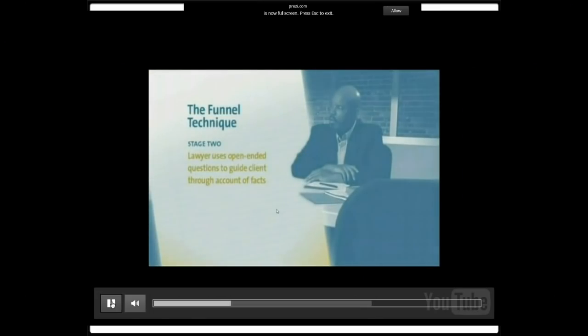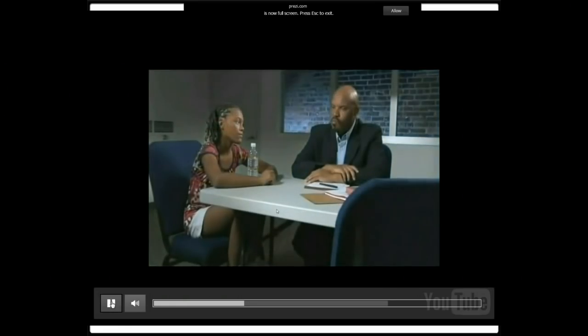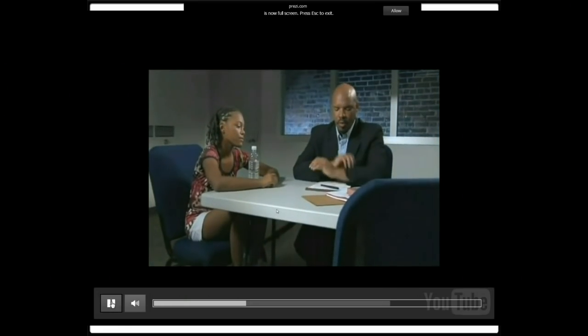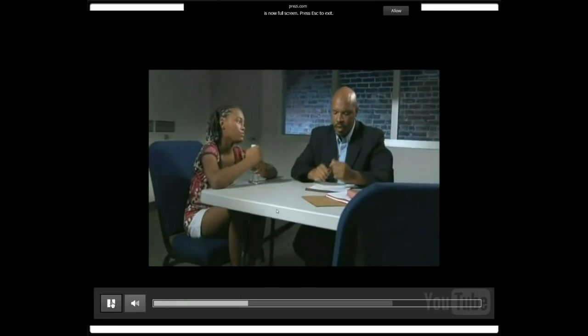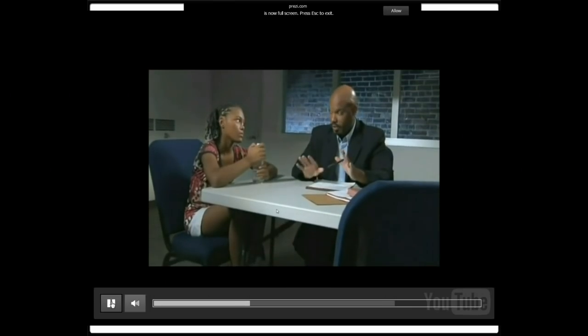Stage 2 of the funnel technique is your chance to track back through the story using open-ended questions starting with who, what, where, when, why, and how to clarify the story and continue to develop facts. Okay. So, let's go over that again slowly so I can understand each part.